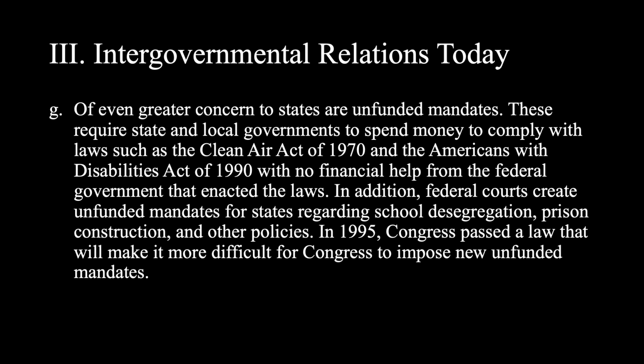There are different things that happen not just from the legislative branch or the executive branch, but also the judicial branch that will require different actions to be taken by state and municipal governments that they then have to pay for, even though they weren't the ones that passed the particular law or anything like that. In 1995, Congress passed a law that will make it more difficult for Congress to impose new unfunded mandates. Now, that was part of the Contract with America.